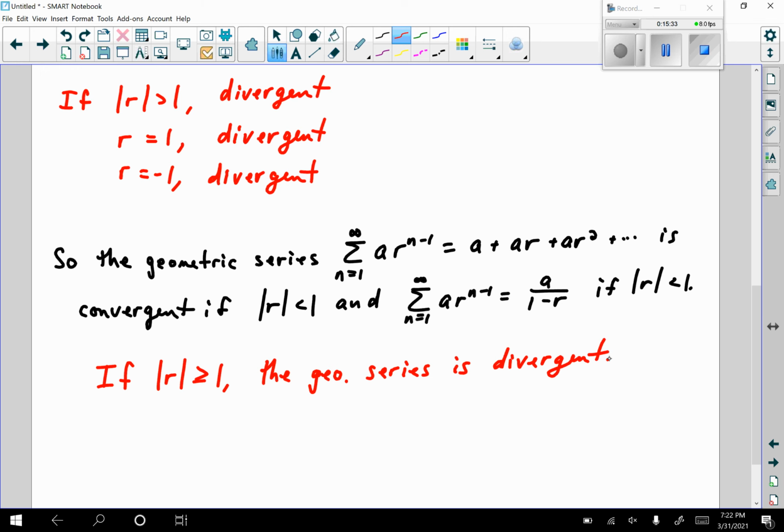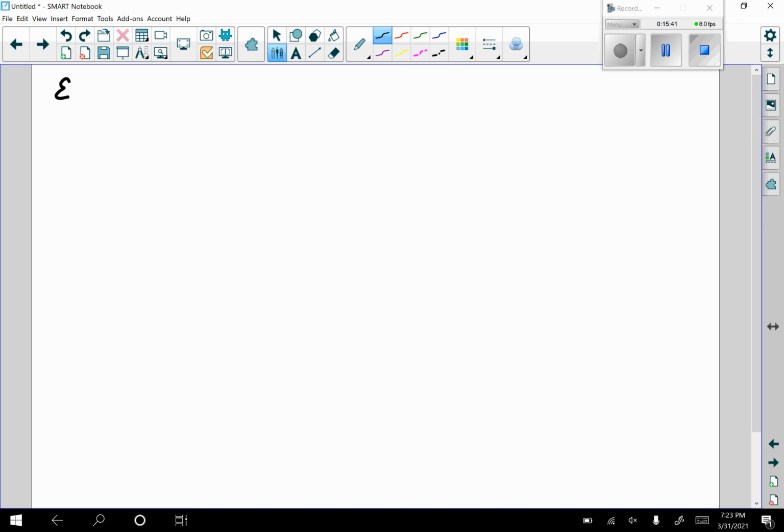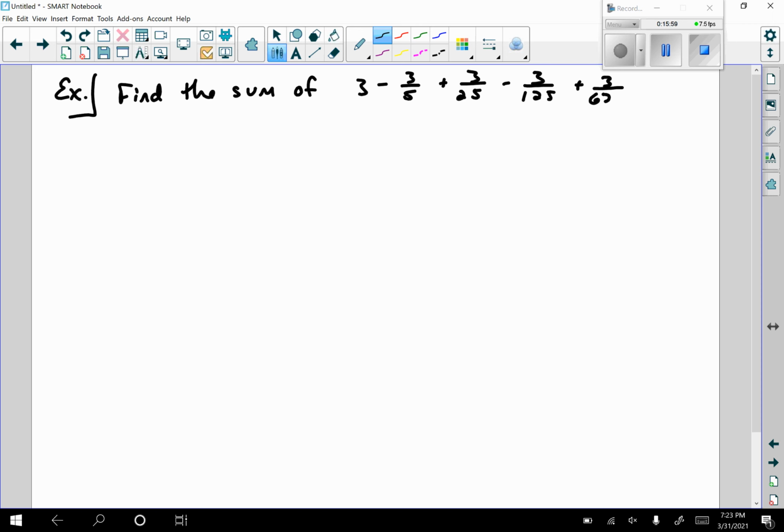All right, we'll take a look at 2 examples, and then that will wrap up part 1 of this section. Let's find the sum of this series. Three minus 3/5 plus 3/25 minus 3 over 125 plus 3 over 625, and then it keeps going.